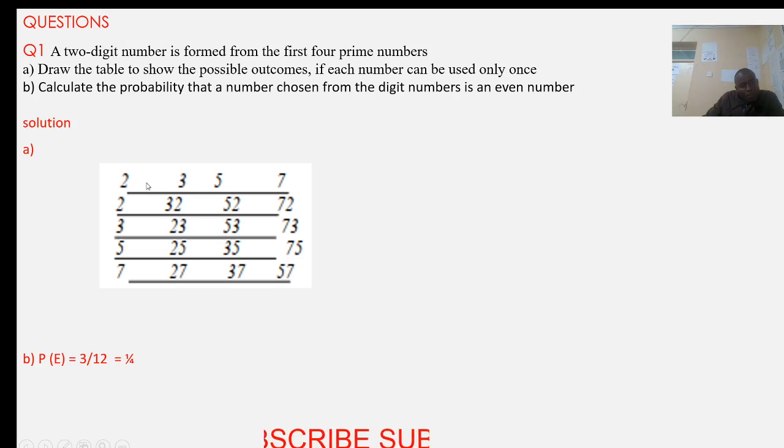If I start with the lower 2, I don't use the upper 2. So it will be 3, 2; 5, 2; and 7, 2. In this case now, I will not use this 3, so I'll start with 2, 3; 5, 3; and 7, 3. Then I'll not use this 5.